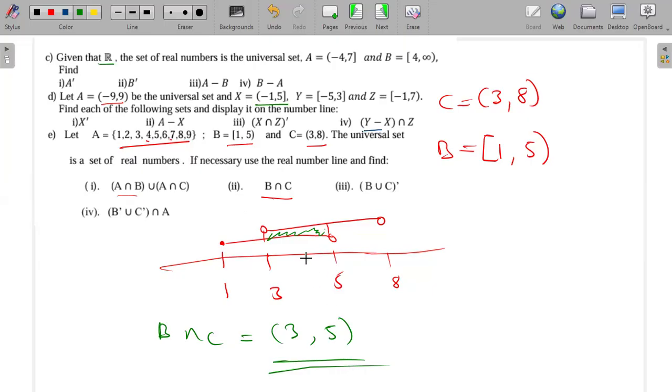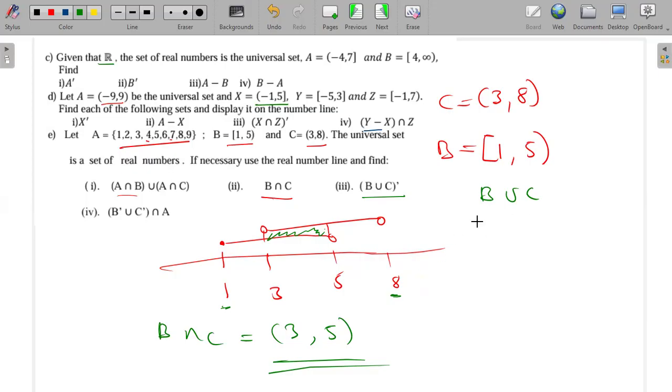Okay, next, I don't erase this. I keep it for the next question, which is B union C. Union means I bring everything together. So everything from 1 here to 8, I bring it together. Though observe that at 8, the element 8 is not in C. So even in the union, I will not include it. It has to be open at that end.